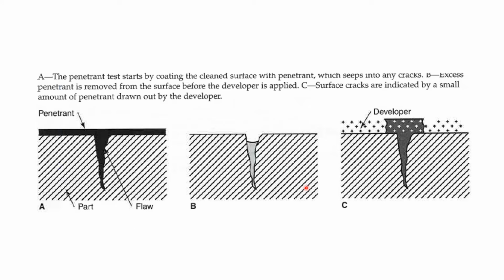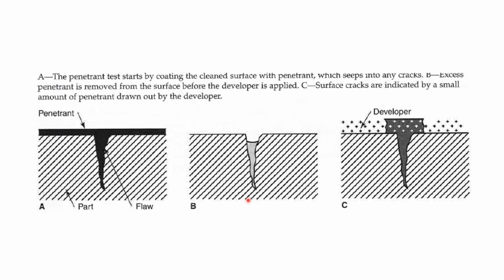Okay, this one is from the textbook diagram. It's a two-dimensional diagram where you can see the crack and you can see the penetrant filling into that crack. We also call the crack a flaw or defect. This is your part. So for the penetrant test, we're going to start by coating the clean surface with penetrant, and that penetrant is going to seep into any crack on that surface.